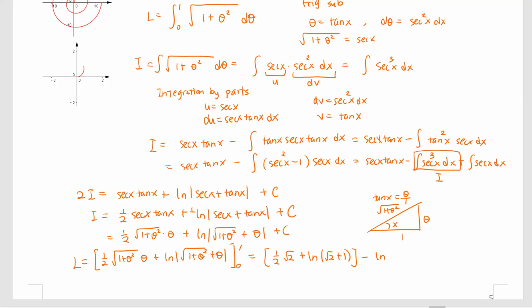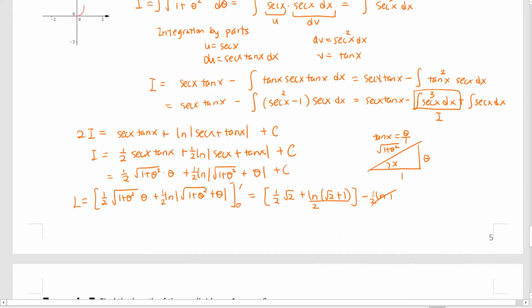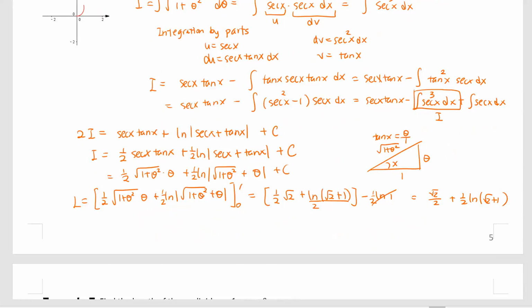Oh, I forgot to multiply by 1/2 here as well. So, okay, and you get ln of 1 is also 0. So this guy is gone. So our final answer is just root 2 over 2 plus 1/2 ln of square root of 2 plus 1. So this is our final answer.